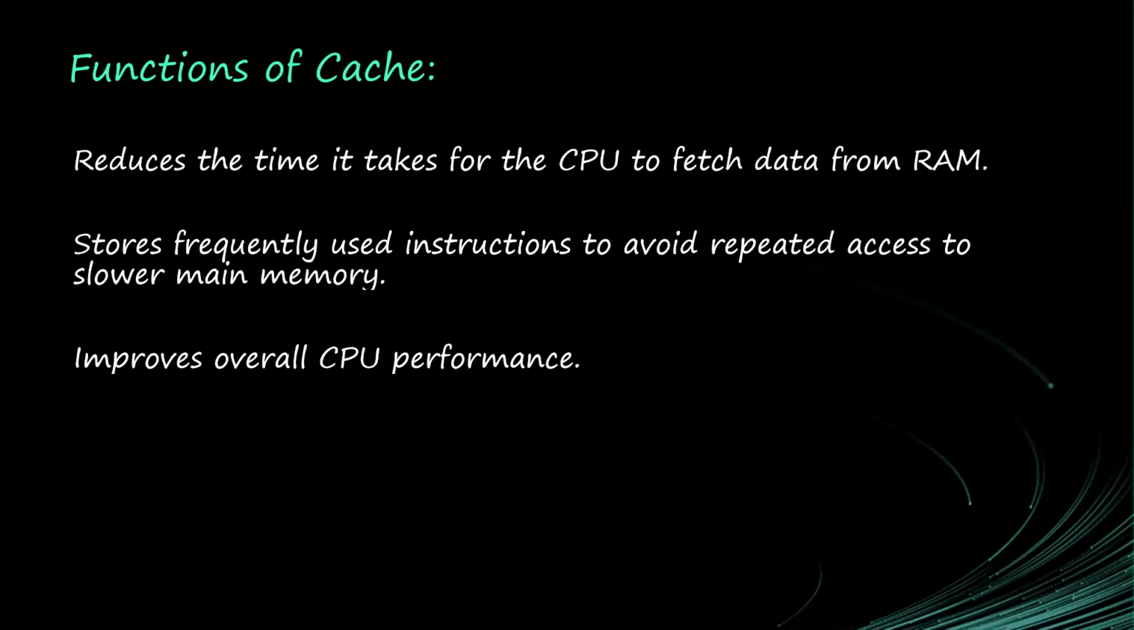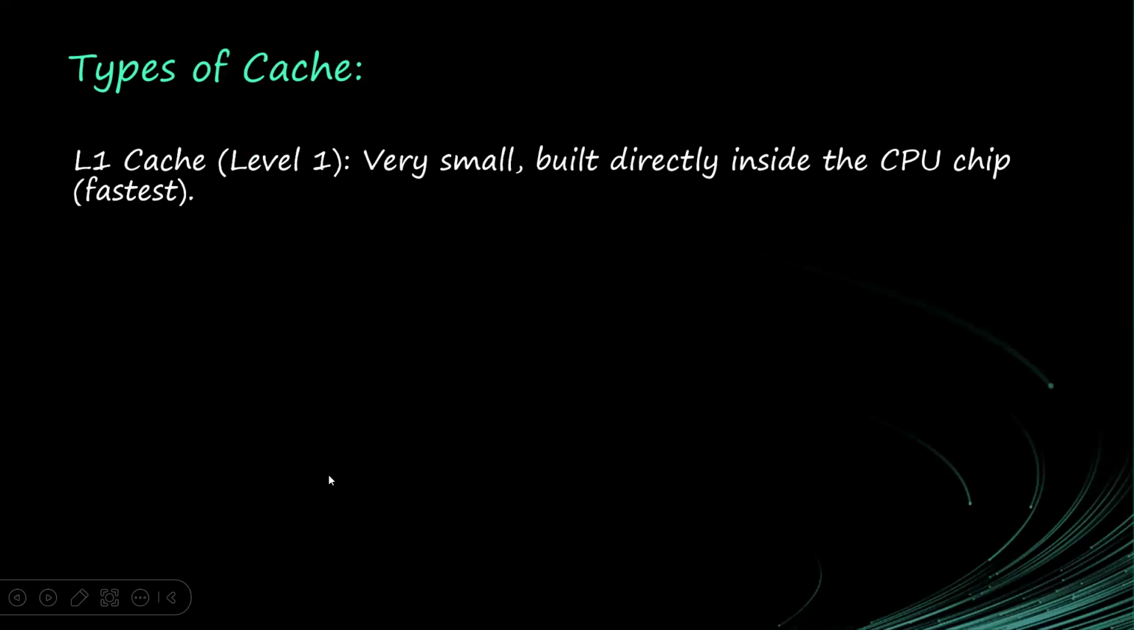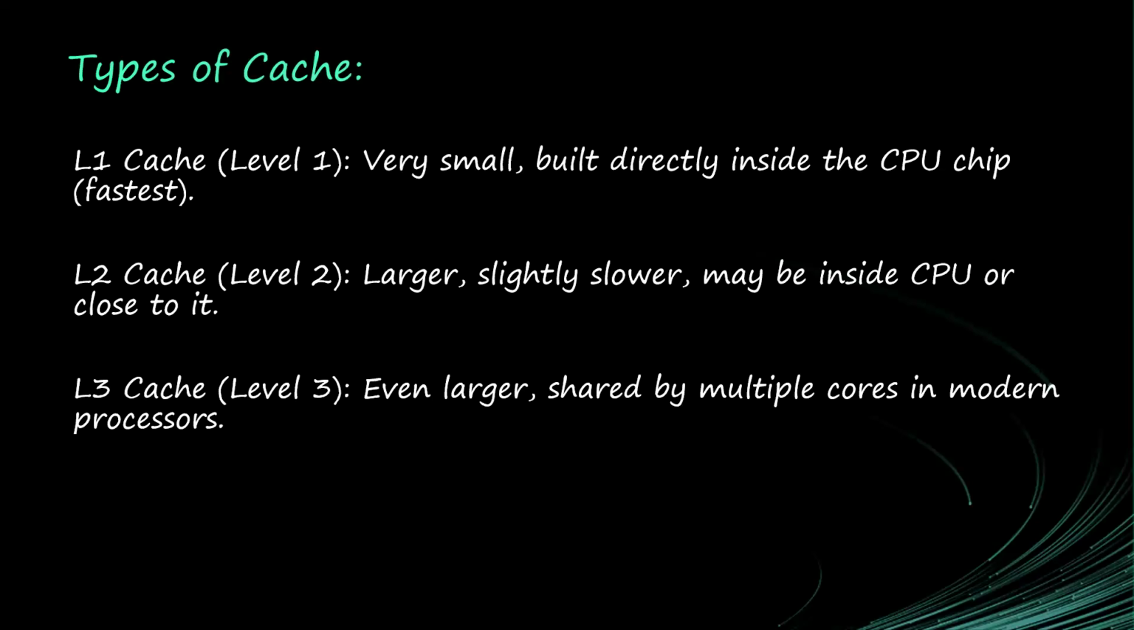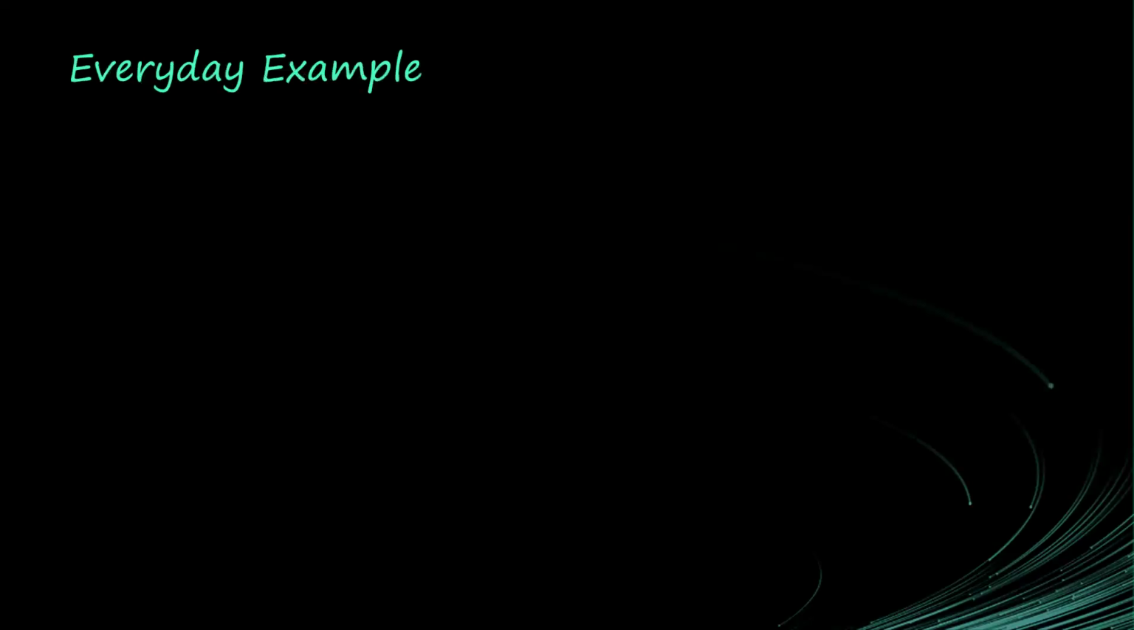Basically, the cache and the registers are used to store temporary data in the CPU. Types of cache: we have the L1 cache, the L2 cache, and the L3 cache. You're going to understand all these things when we talk about computer memory and computer architecture.